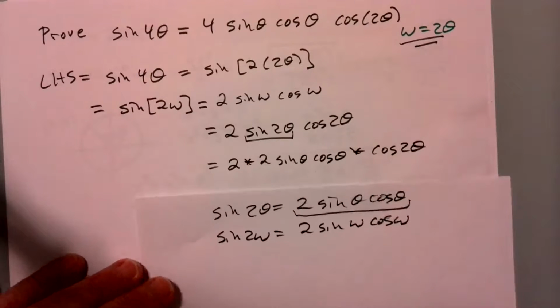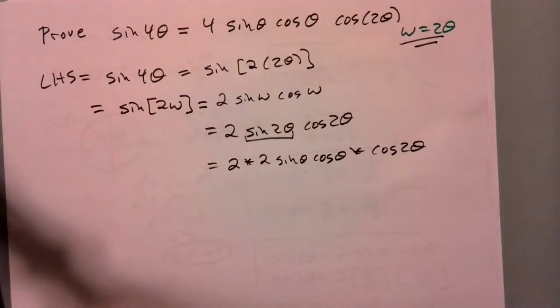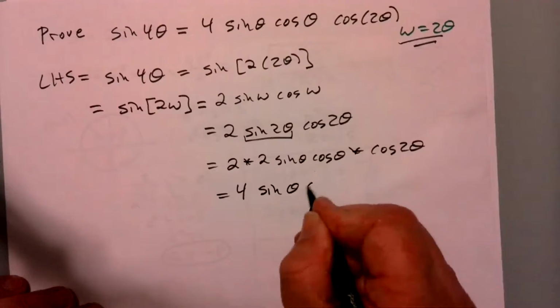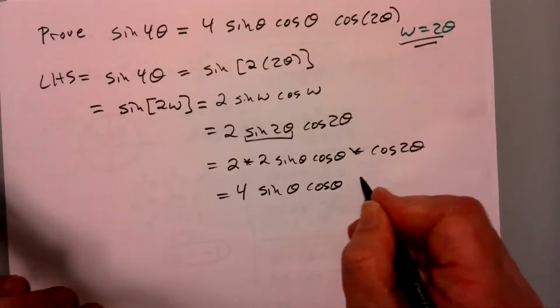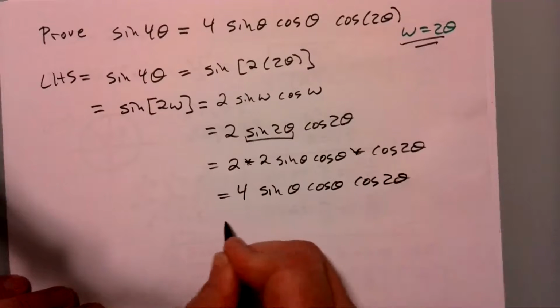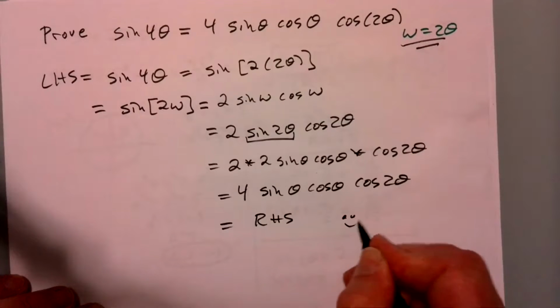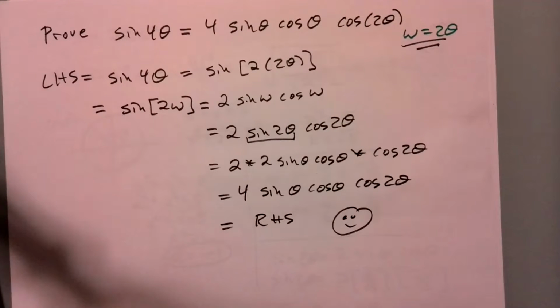And I think that finishes it for us. That will give us 4 sine theta cos theta times cosine 2 theta, which equals our right-hand side, which just finishes up the problem for us. Okay, I think I have time for one more problem to look at.